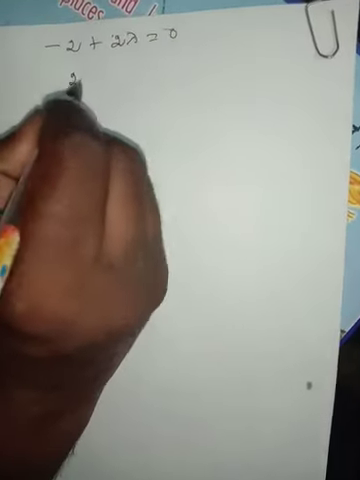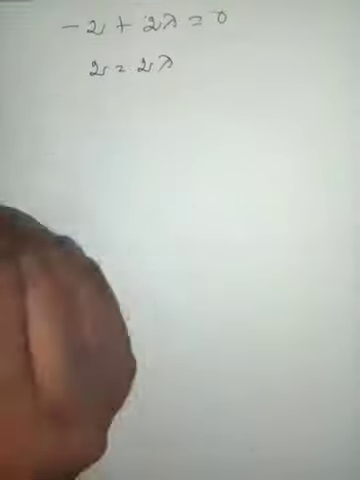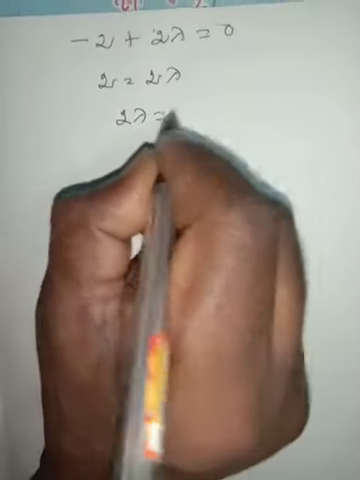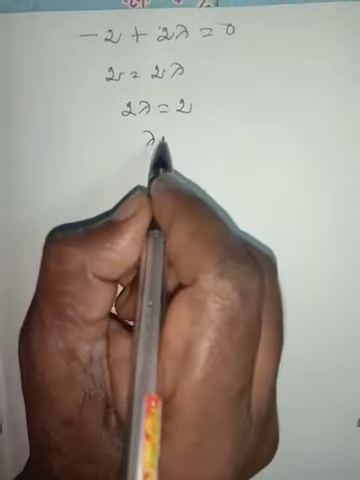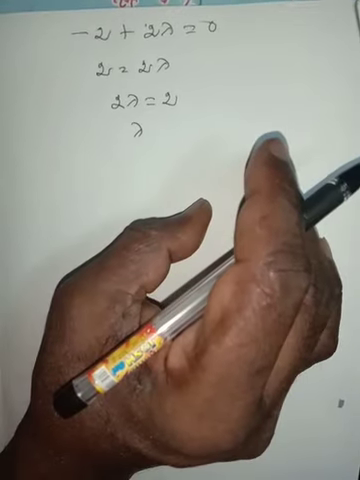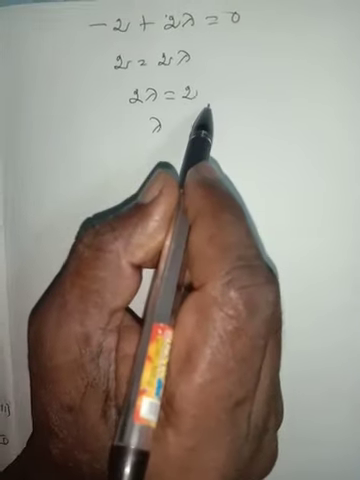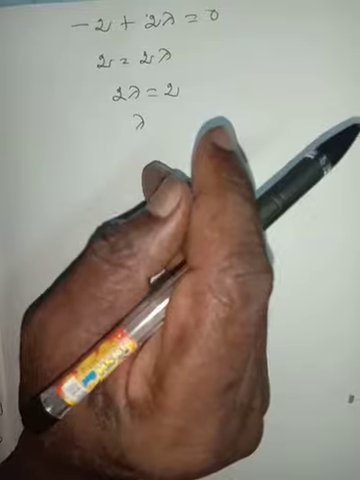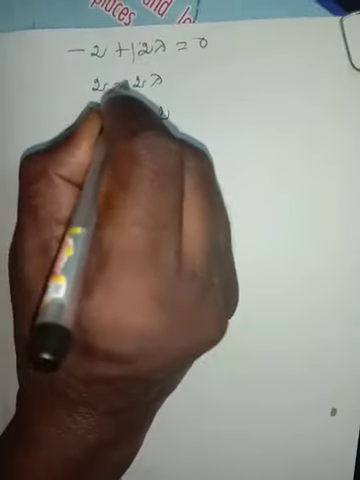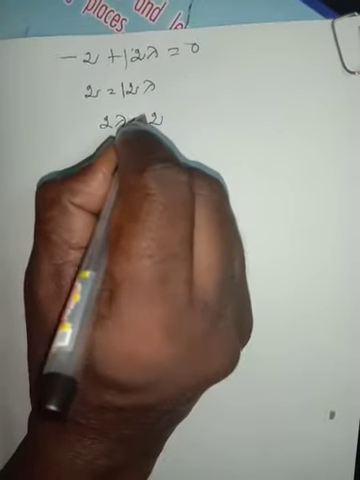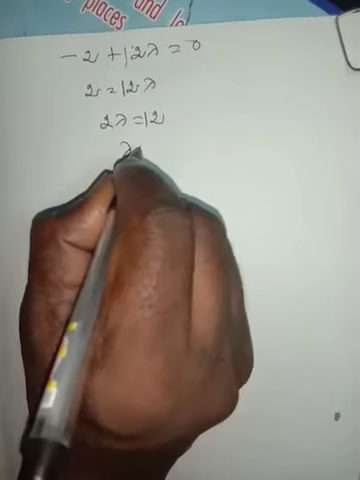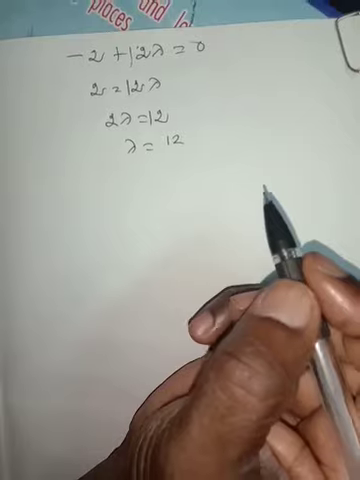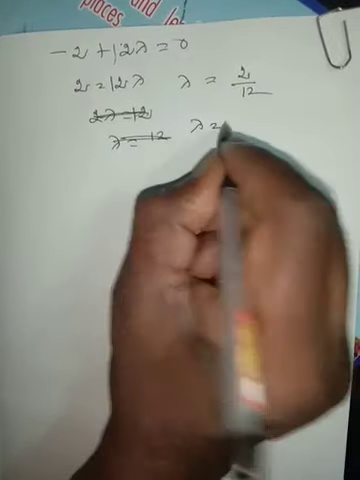is equal to 0. Now 2 is equal to 12 lambda, so lambda is equal to 1 by 6.